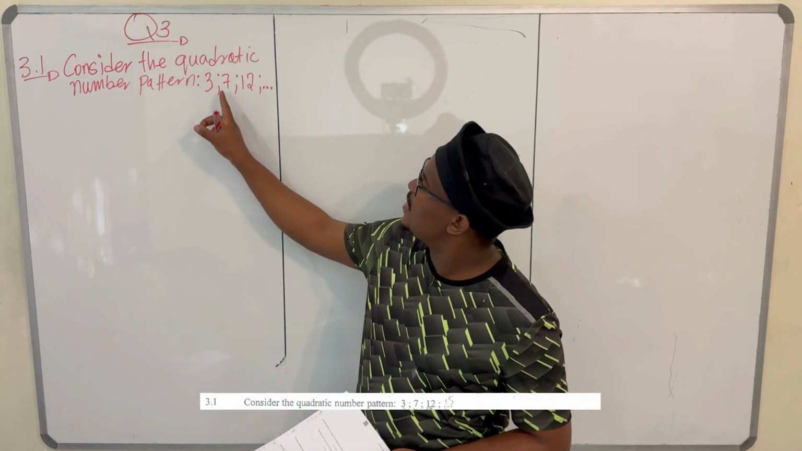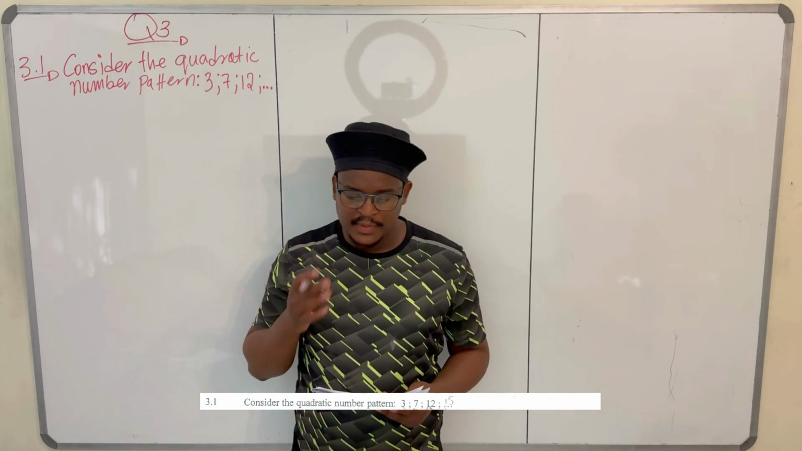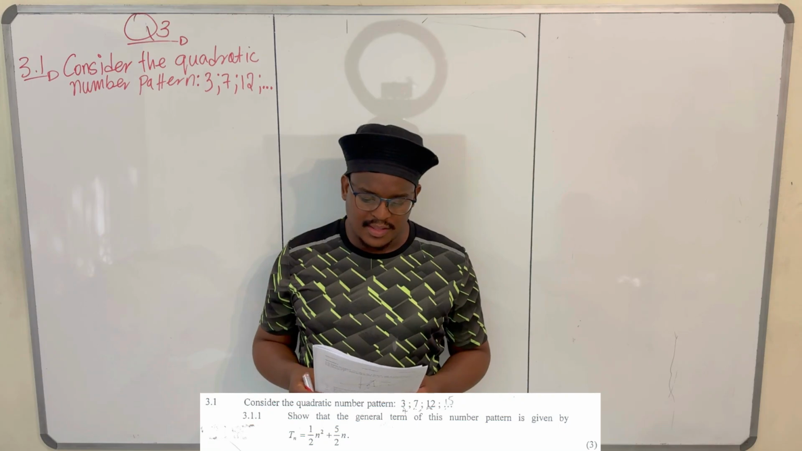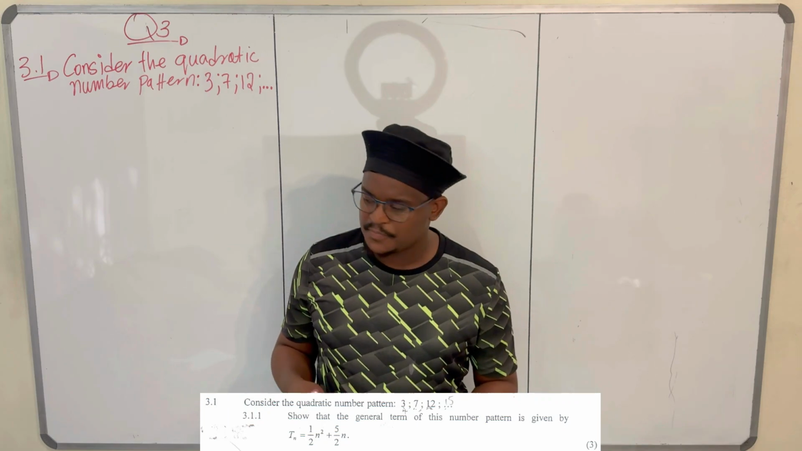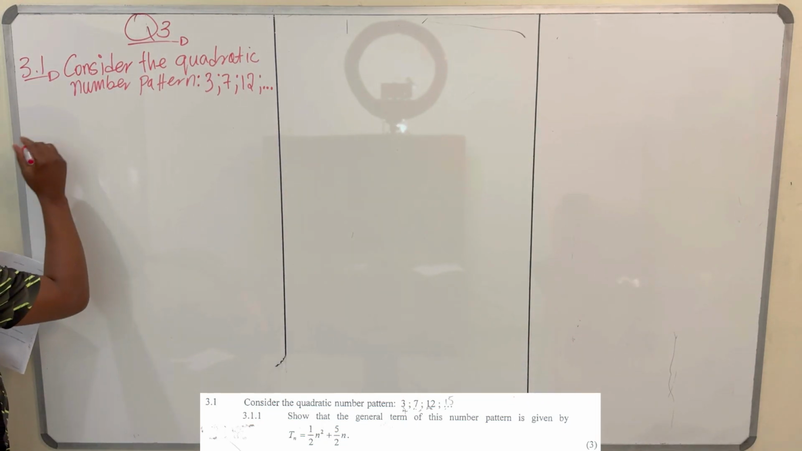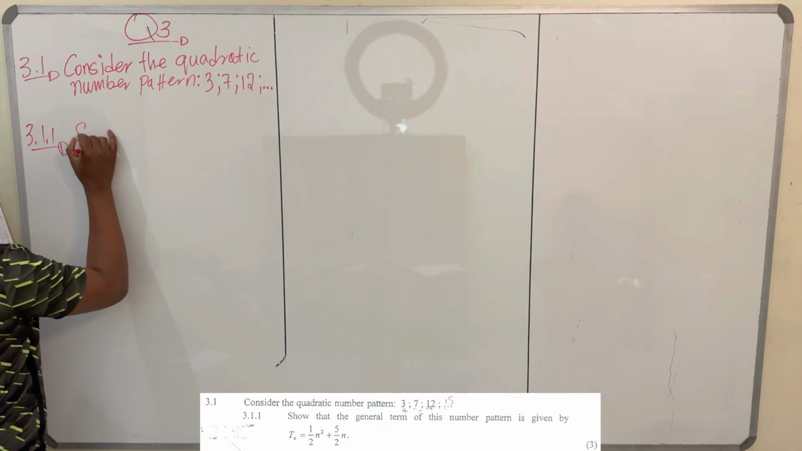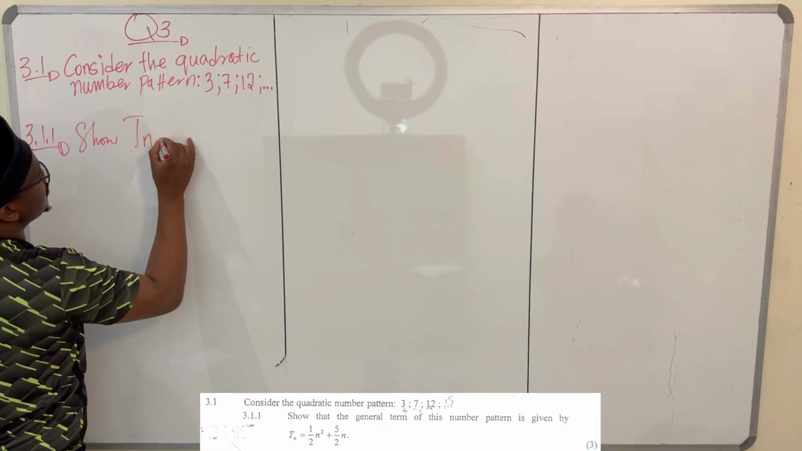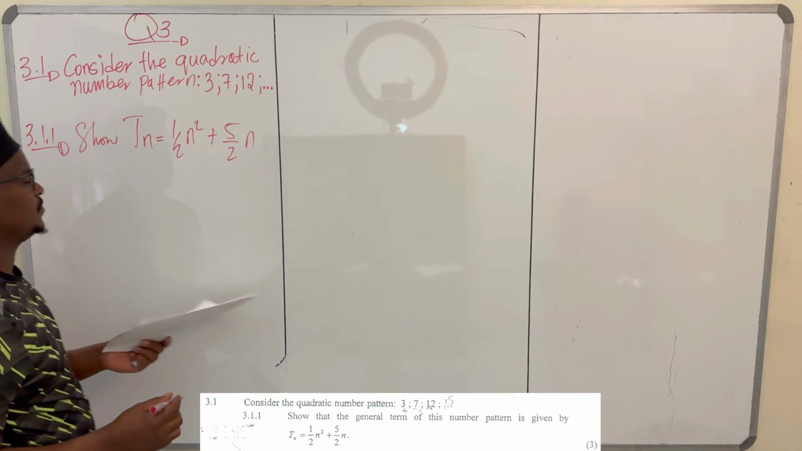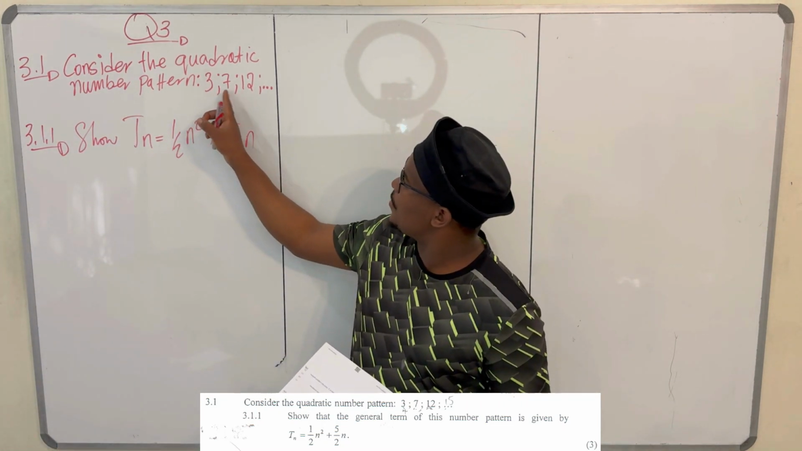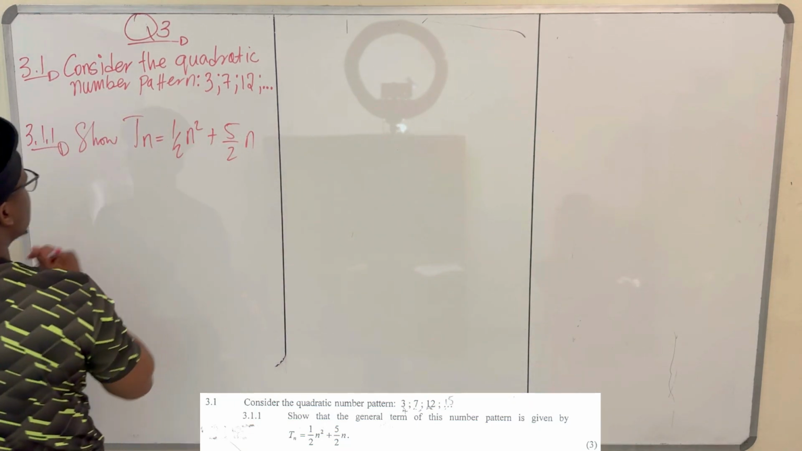We are told that 3, 7 and 12 form a quadratic number pattern. No problem. So 3.1.1 says show that the general term of this number pattern is given by Tn equals half n squared plus 5 over 2 n, not n squared. So they've given you a quadratic number pattern and want you to show that the general term is this one. No problem, let's go and investigate that pattern.